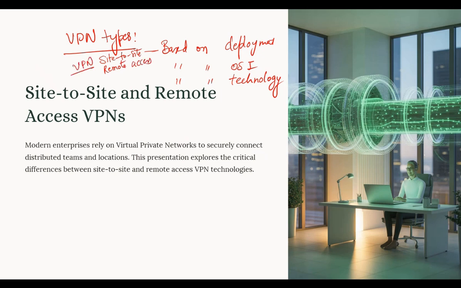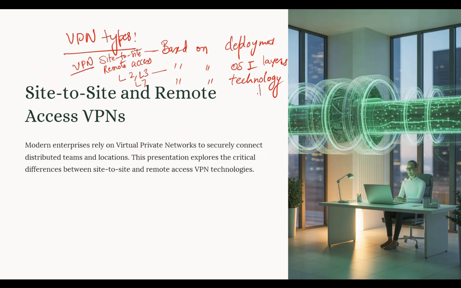These are the two VPN types based on deployment. When we talk about the OSI model, we talk about the layers. So based on the layers on which the VPNs function, we have layer 2 VPNs, layer 3 VPNs, and layer 7 VPNs. Layer 2 VPNs like Frame Relay and MPLS Layer 2 VPNs, layer 3 VPNs like IPsec and MPLS Layer 3, and layer 7 like SSL/TLS VPNs.